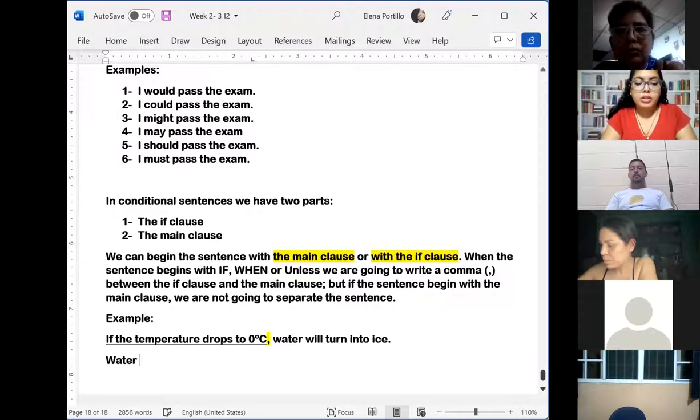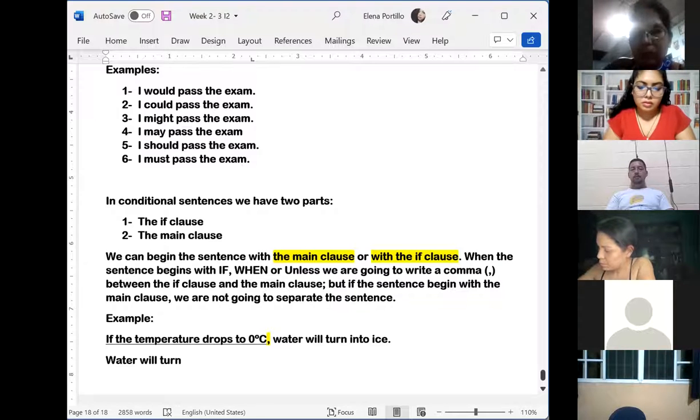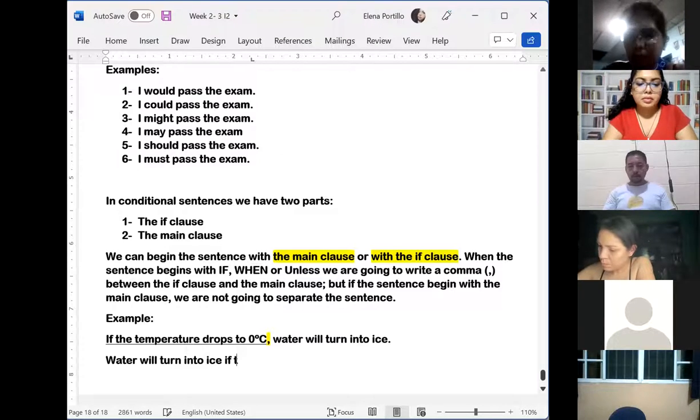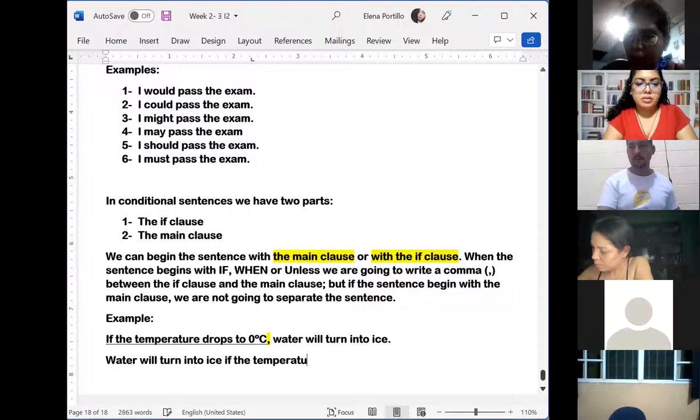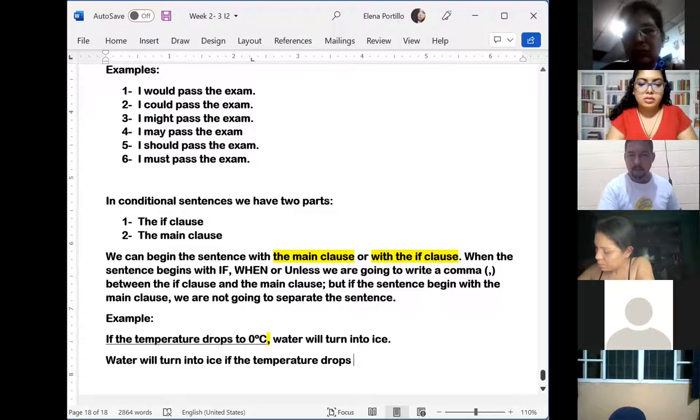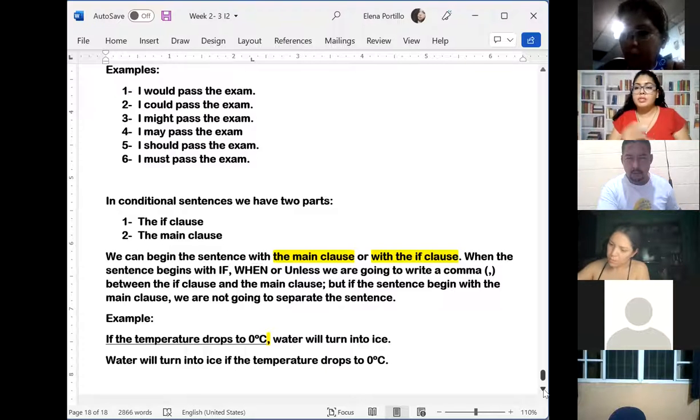Water will turn into ice if the temperature drops to zero C. So that's very simple. If I am not using the if clause at the beginning, I am not going to use the comma, and that's the sentence.